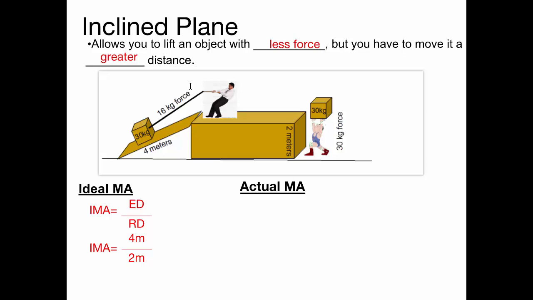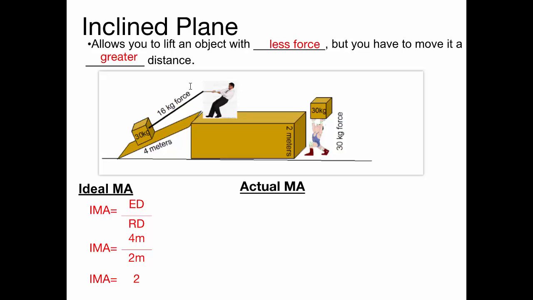2 meters? No, 2 Newtons? Joules? What do you do to the units in a formula? Anything divided by itself equals 1. Meters divided by meters equals 1. There are no units. It's 2. There's no units for mechanical advantage.